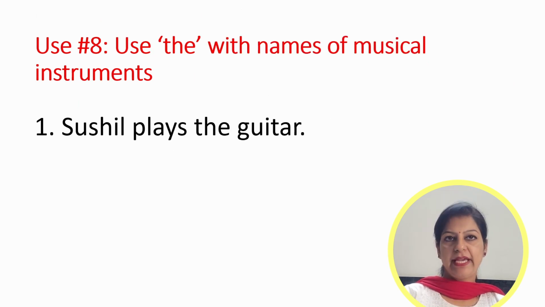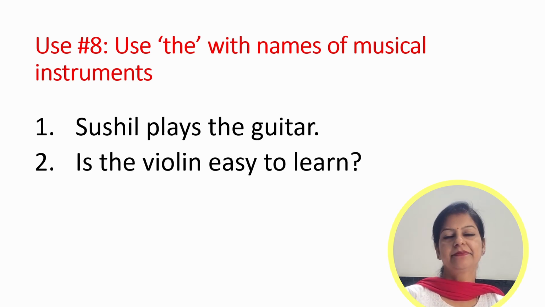Next, usage number 8. Use the with names of musical instruments. When we talk about musical instruments in general, we use the in front of them. For example, Sushil plays the guitar. We use the guitar because it's a specific type of instrument, not just any guitar. Next example, is the violin easy to learn? Here the violin refers to a specific well-known instrument.